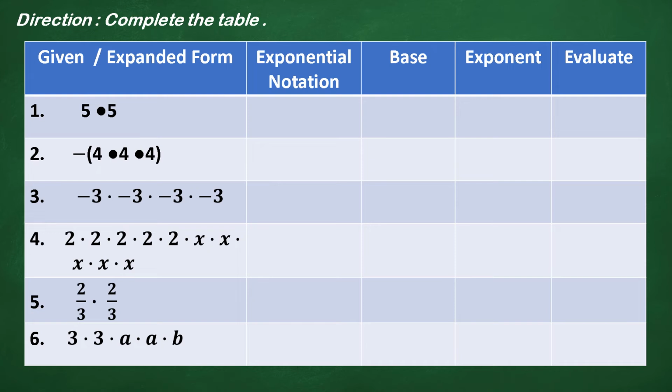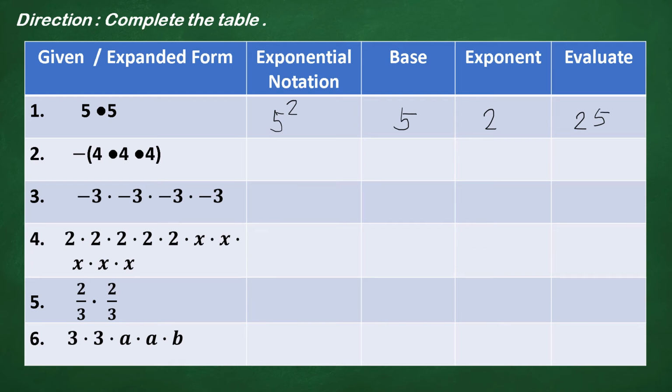Okay, so let us have the following. Complete the table. Given the expanded form, we have 5 multiplied by 5. If we're going to make this an exponential notation, the common factor is 5. So that will be 5. Since si 5 ay twice na ginamit, we have now 5 squared. Then the base is 5. Our exponent is 2. When we are going to evaluate, we are going to find the power or the result or the product of the equal factors. So we have 5 times 5 is equal to 25.